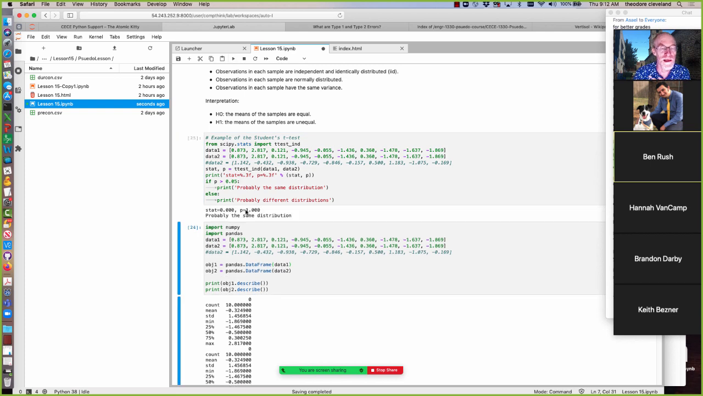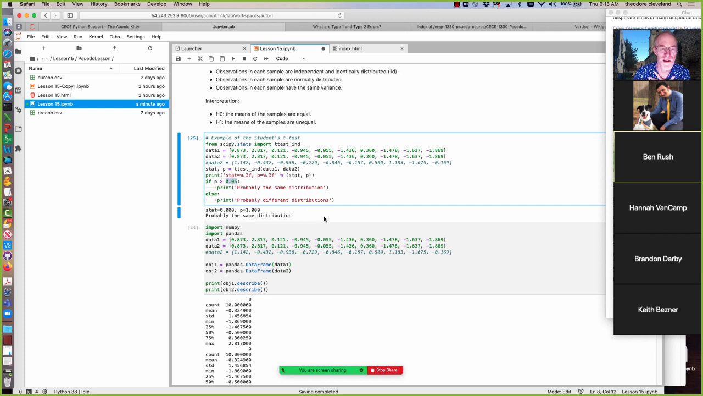So we do that, and the p-value is 1. The test statistic is 0. Probably the same distribution. Those are identical samples. So what this tells me is when the p-value is big, we'll conclude that it's the same distribution. When the p-value is small, we'll conclude it's different. And the level at which we're making that cut is, in this case, 5%.